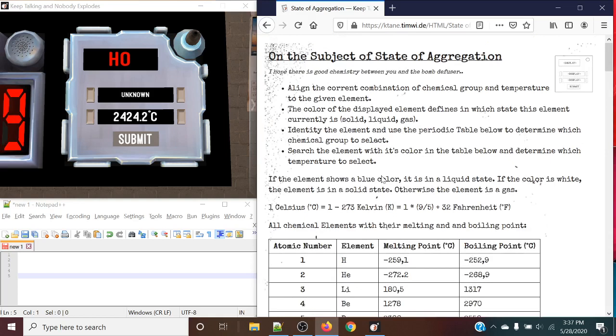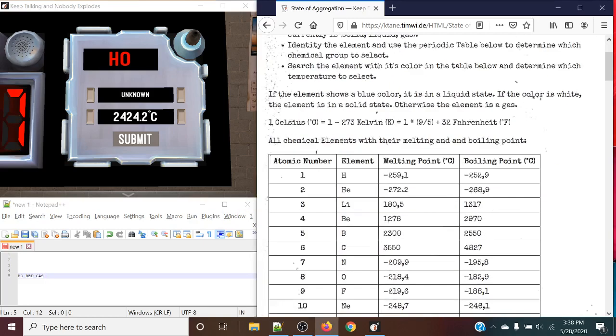So first things first, we need to identify what the element is, and what state it is in, in this case being the three states: solid, liquid, or gas. We can find that based off of the color of the symbol. So we have HO, and its color is red. Now, what does this mean? If it's blue, it's in a liquid state. If it's white, it's in a solid state. Otherwise, the element is a gas for any other color. So our element right now is in gas.